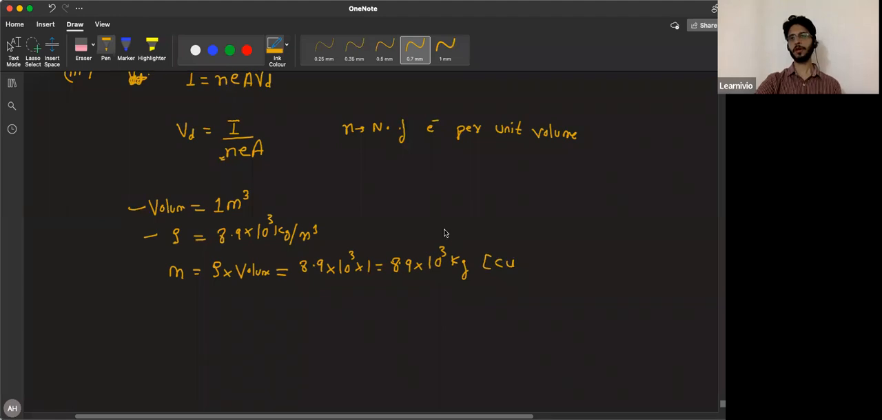You're supposed to calculate the number of copper atoms in this much mass of copper. How to calculate the number of atoms if the mass of any element is given? Noah? Given mass. Okay. Then?